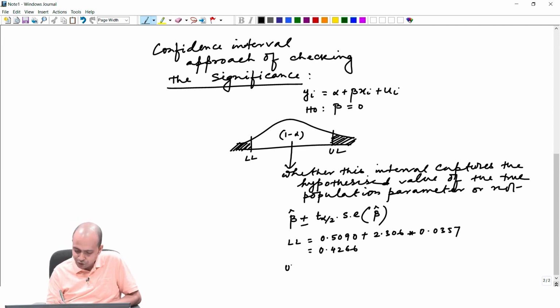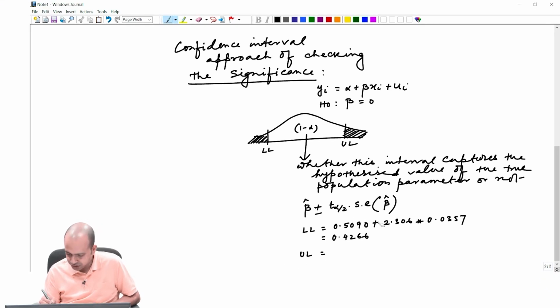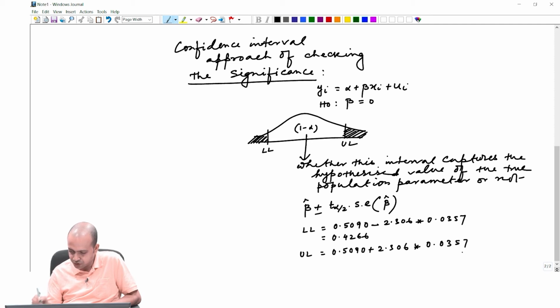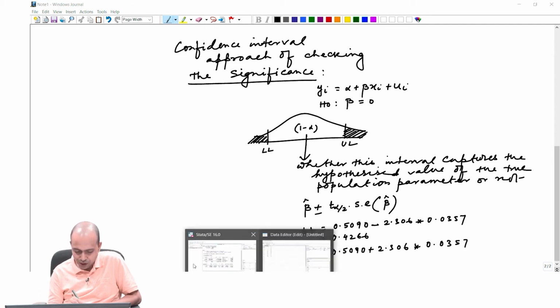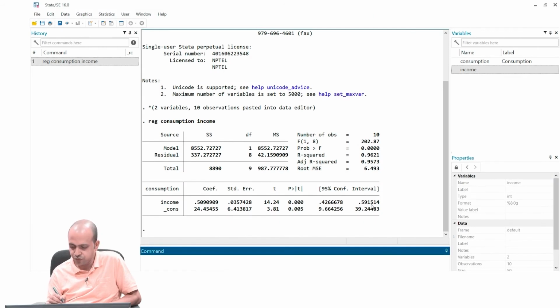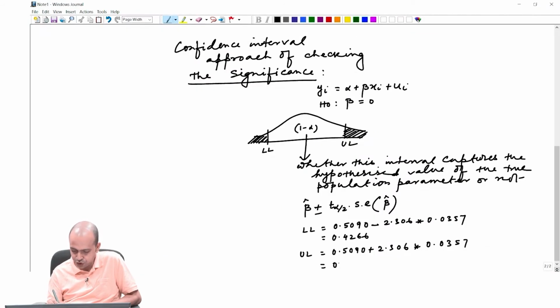What would be the upper limit of the interval? The lower limit is beta hat minus this, and the upper limit would be beta hat plus this: 0.5090 plus 2.306 multiplied by 0.0357, and that would become your upper limit, which is 0.5915.